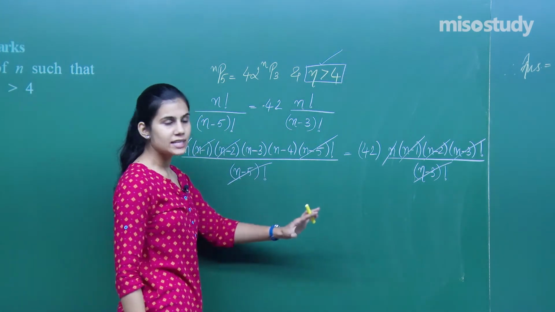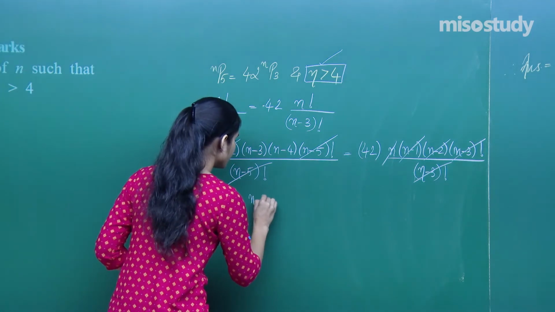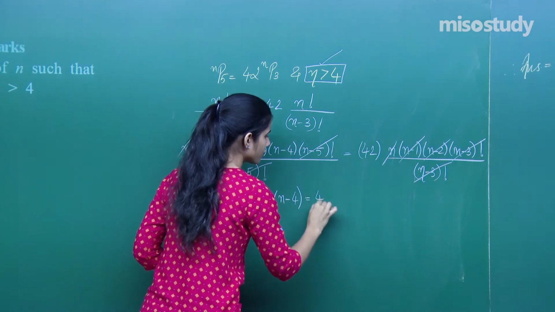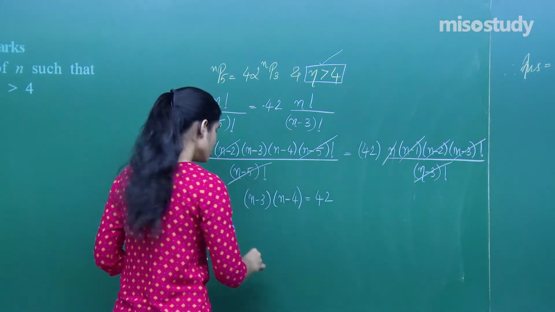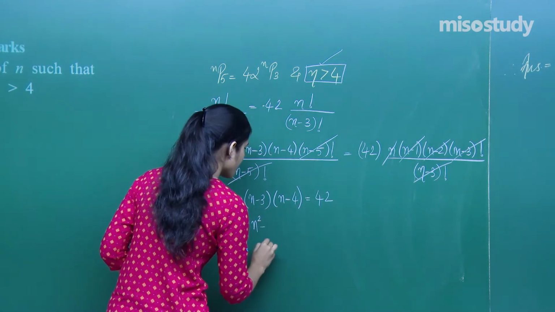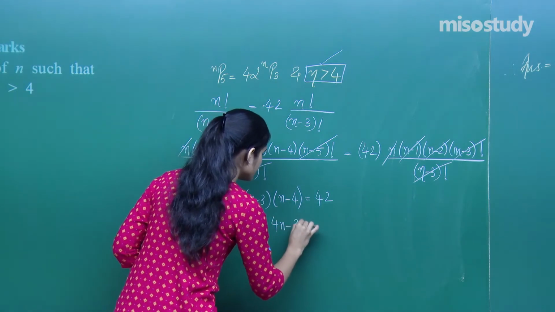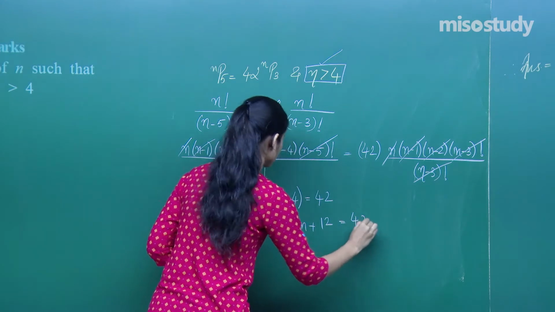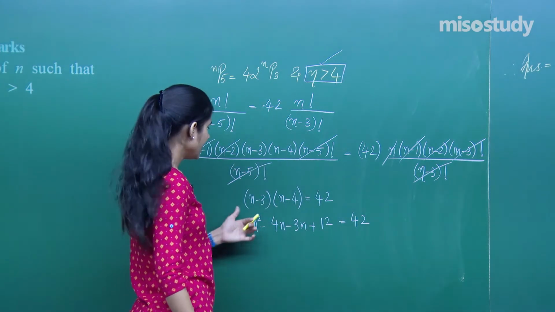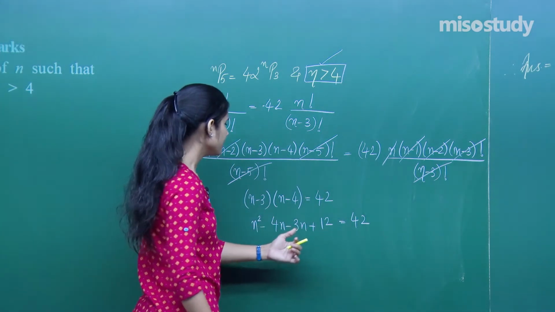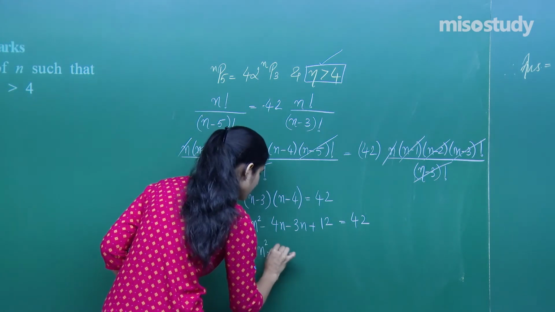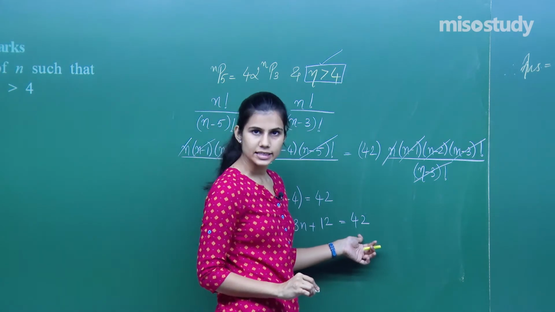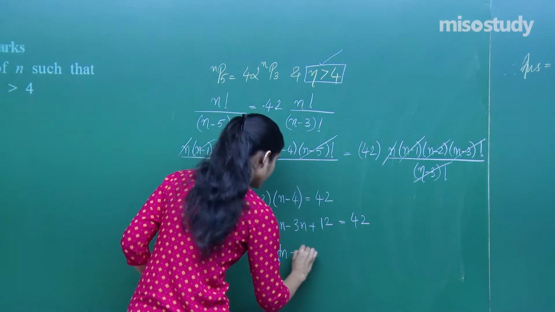Now after all the cancellations, we are left with n minus 3 into n minus 4. Everything cancelled out from there. This is 42. So you have n square minus 4n minus 3n plus 12 equals 42. So this is n square minus 7n. 42 minus 12 is 30. So basically you get minus 30.